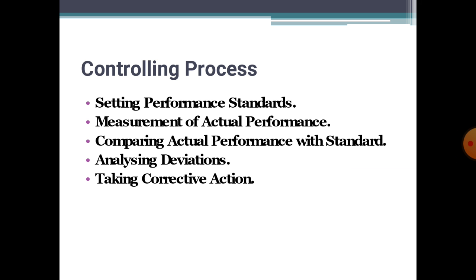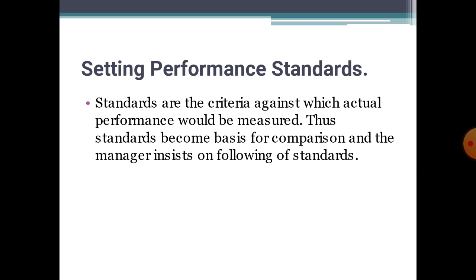First, let us go with setting performance standards. Standards are the criteria against which the actual performance would be measured. Thus, standards become a basis of comparison, and the manager insists on following the standard. It means knowing what standard we are getting, what the actual performance is, and what the planned performance is. This is the setting up of the performance standard, and how we are able to control things.